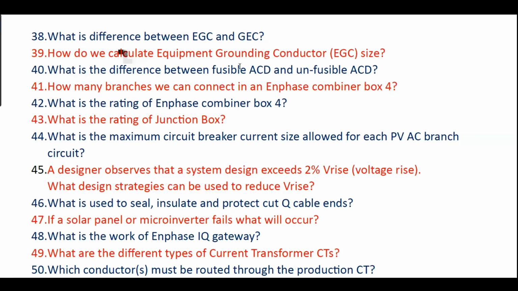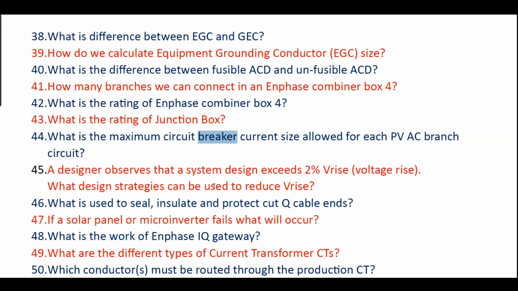What is the difference between fusible ACD and unfusible ACD? How many branches can we connect in an Enphase combiner box 4? What is the rating of the Enphase combiner box 4? What is the rating of a junction box? What is the maximum circuit breaker current size allowed for each PV AC branch circuit?